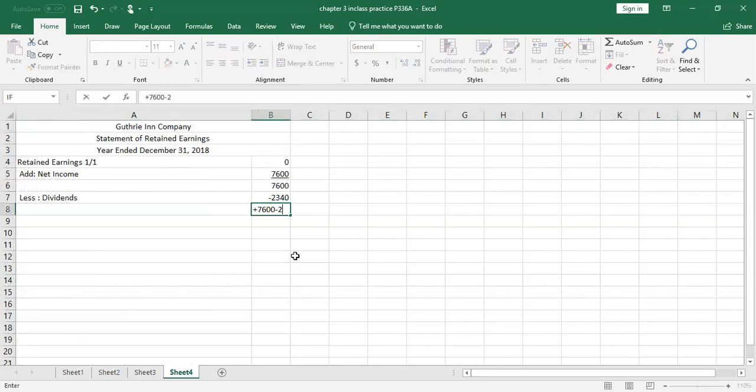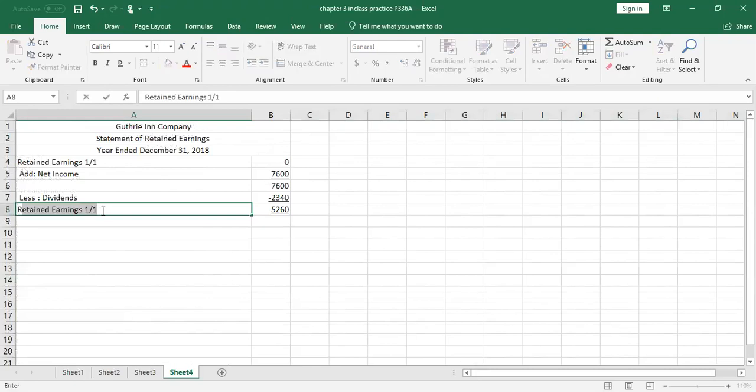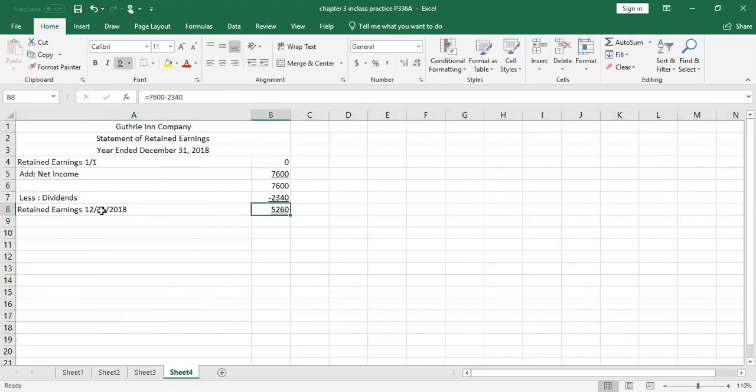So I'll subtract the $23.40 from my $7,600. The final balance of retained earnings on December 31st, 2018, $5,260. Okay, so those didn't change. They're the same financial statements we learned back in chapter 1.